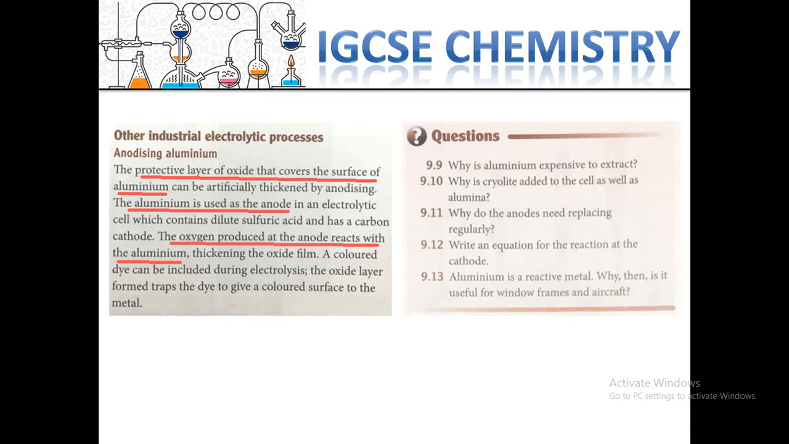There is another industrial electrolysis process for anodizing aluminum. Sometimes we need to protect some metals, so we need to cover them with other types of metal to protect against corroding. In the last part, I explained about the corrosion of metals. So this electrolytic process can be used for anodizing aluminum. It can also be used for other types of metal like tin.